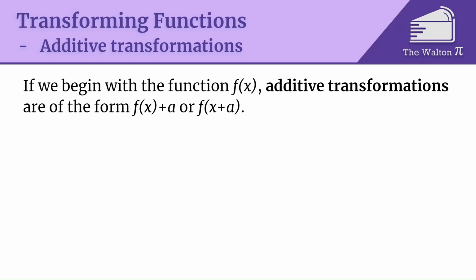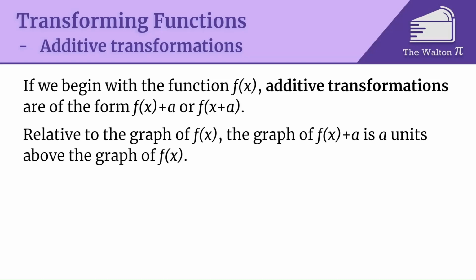Now, if we begin with the function f of x, additive transformations come in two varieties. We have f of x plus a, where the plus a is outside the parentheses. That is a vertical additive transformation. It is transforming it up and down. Or we have the horizontal additive transformation, where it is f of x plus a, where the plus a is inside the parentheses. That's going to be moving it to the left and to the right.